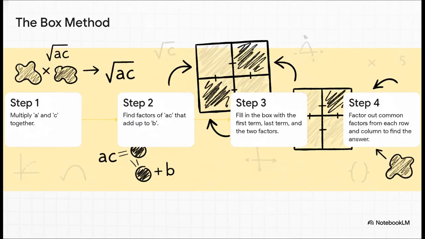Now, for those tougher cases, people have come up with clever tools like this, the box method. It's a much more organized way to tackle the problem. You multiply a and c, find the factors, fill out the grid, and pull out common factors. It's a really great visual trick, but you know what? At its core, it's still factoring. It still depends on you being able to find that perfect combination of numbers.